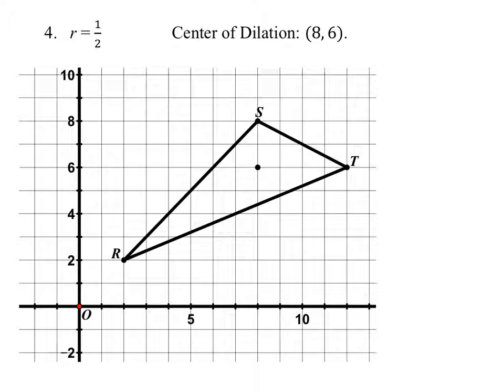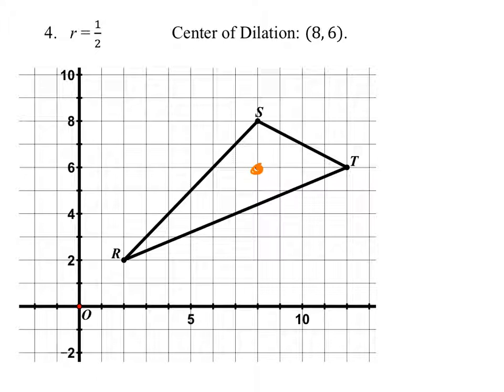All right, this one has a scale factor of 1/2, but the center of dilation now is not the origin. And they have marked it for you guys, at (8, 6). Yeah, very generous. So this one, since the scale factor is less than 1, it should be a smaller shape, specifically half the size in length. So which one should we start with, R, S, or T?